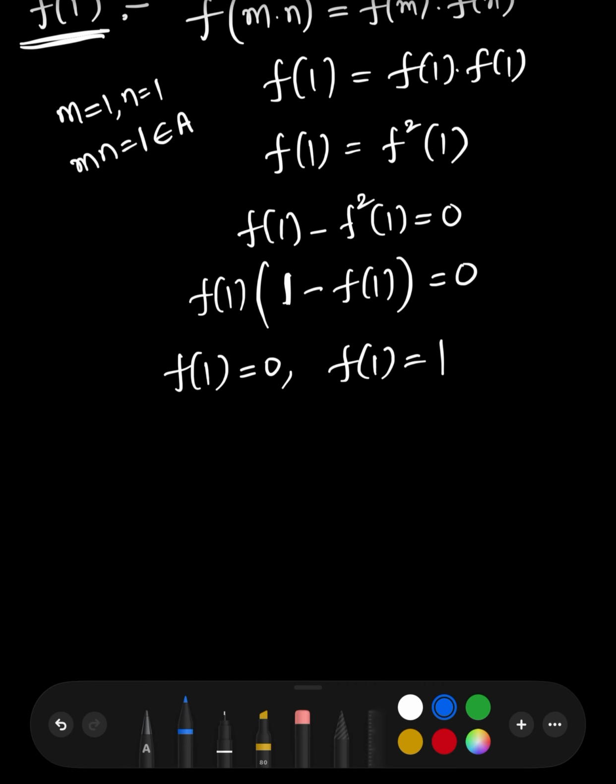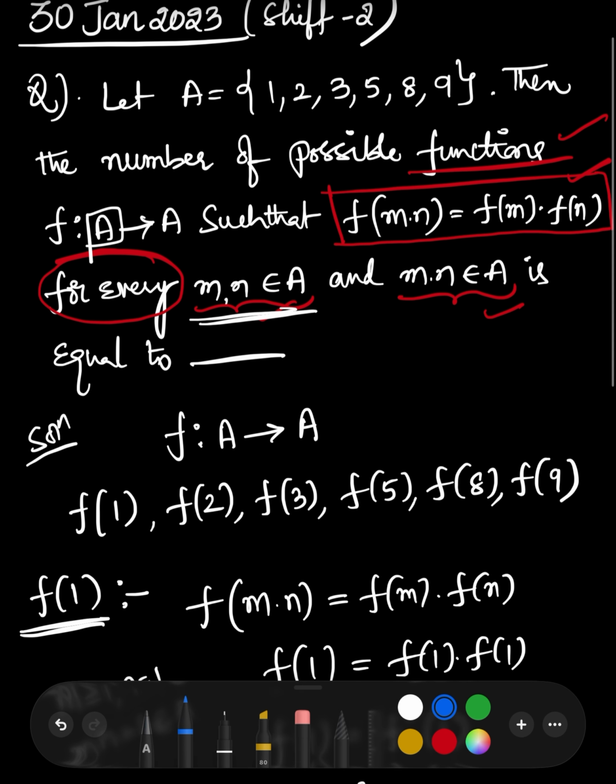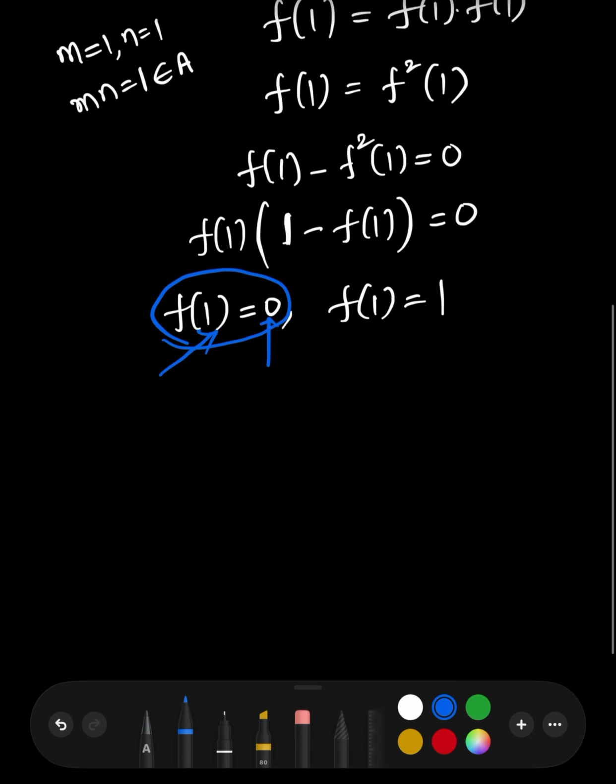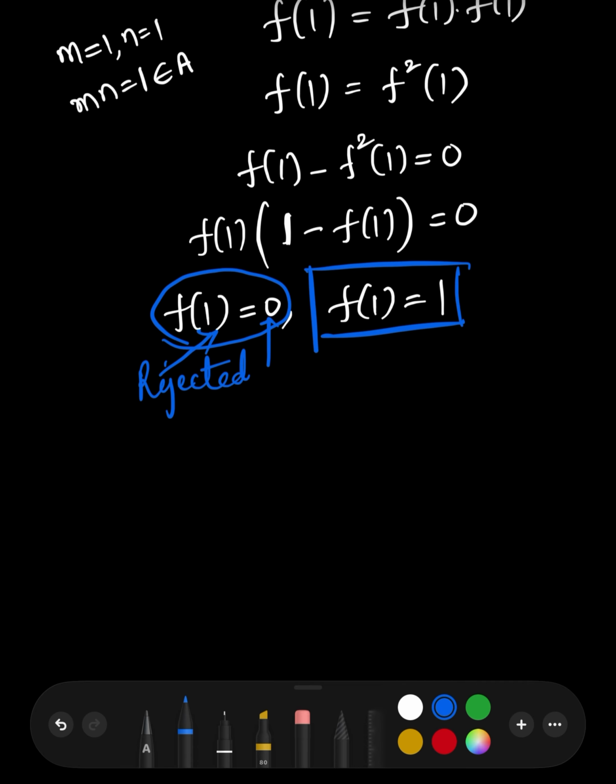Now observe this one, f(1) = 0. If the image for 1 is 0, it is okay, fine. But 0 also we need to consider from set A only. But if you observe in set A, 0 is not present. So f(1) = 0 is straight away rejected. It is impossible based on the question. So the only possibility here is f(1) = 1.